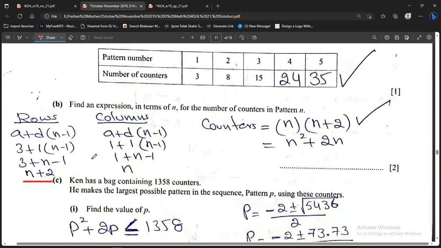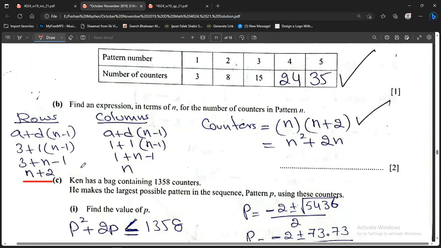Number of columns are also like this: A plus D, bracket n minus 1, because it's an arithmetic sequence, the number of columns. That is 1, 2, 3, 4, 5. So the first member is 1. Common difference is also 1. So it will be 1 plus 1 bracket n minus 1. It is 1 plus n minus 1.